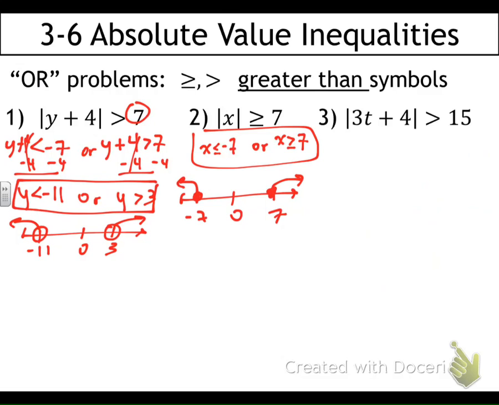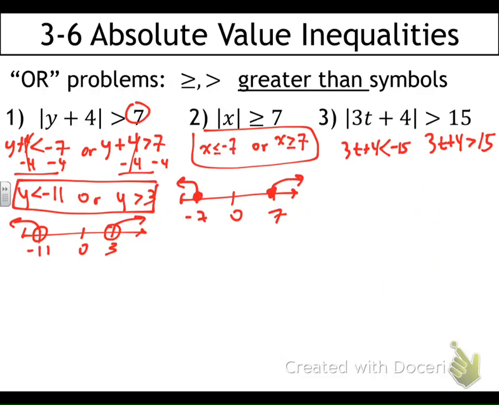Okay? Hopefully you're getting the hang of this. Number 3, again, this is a greater than symbol, matches this, so we're doing an OR problem. So the first problem will be 3t plus 4 greater than 15. Basically, it's a copied version of the first problem. The second version will have 3t plus 4, the -15, and because we changed the value in the problem, we have to change the inequality as well.